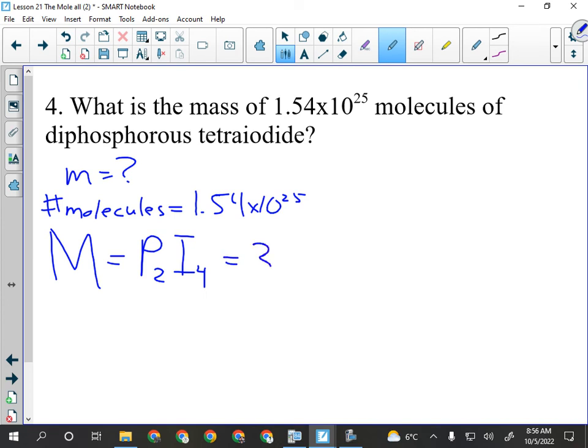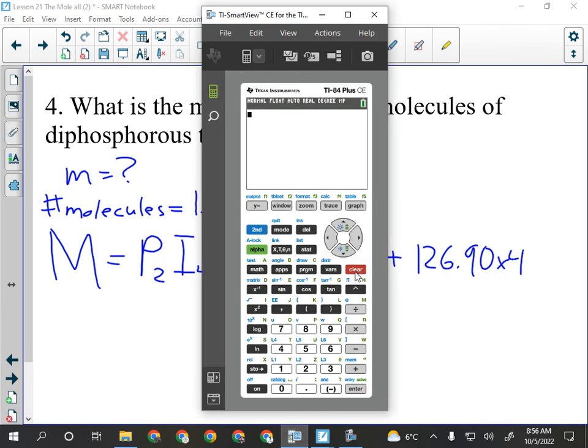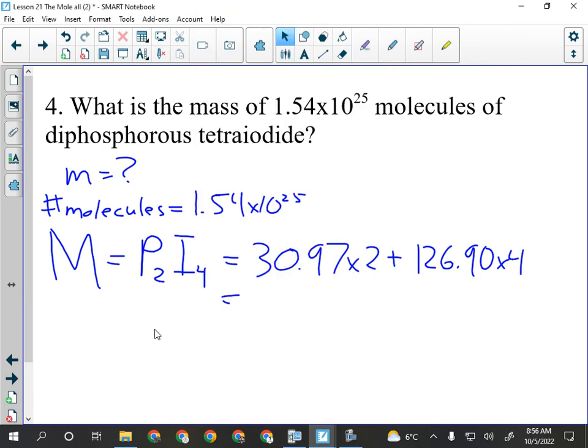So I want to calculate the molar mass of this. I'm going to have 30.97, and there's 2 of those, plus 126.90 times 4. So 30.97 times 2 plus 126.9 times 4. Okay, 569.54 grams per mole.